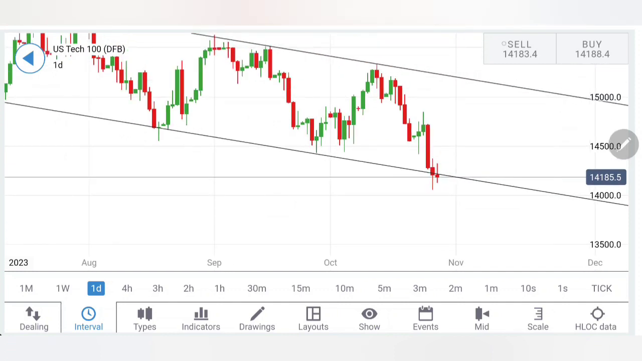Now if you look at the movement, this is the channel in which it is trading, and on the upside the 14,500 to 600 zone is going to remain a critical resistance for the coming week.